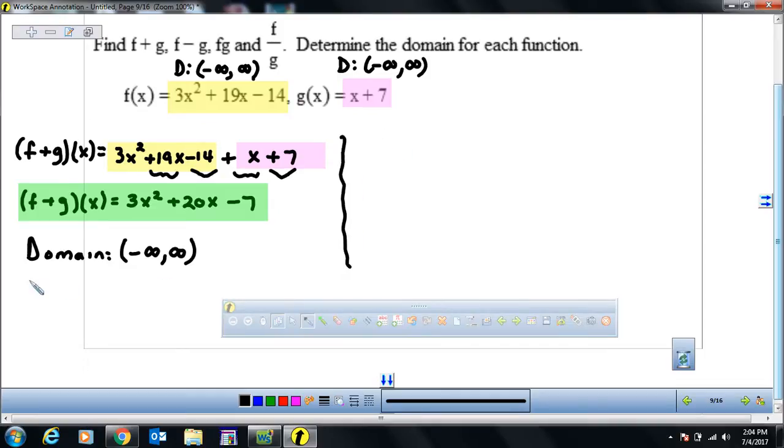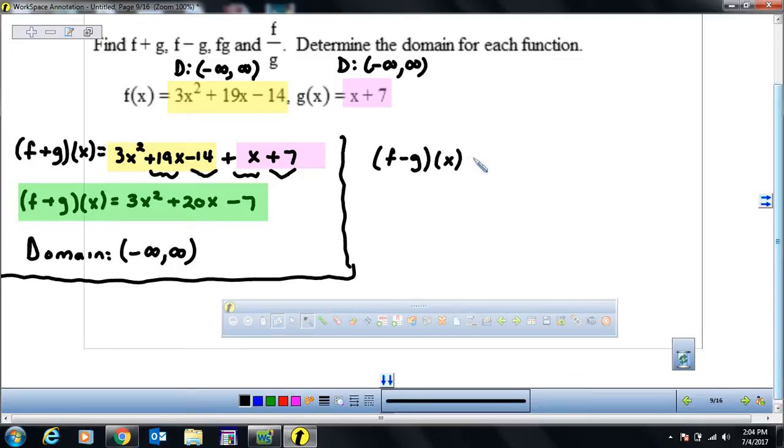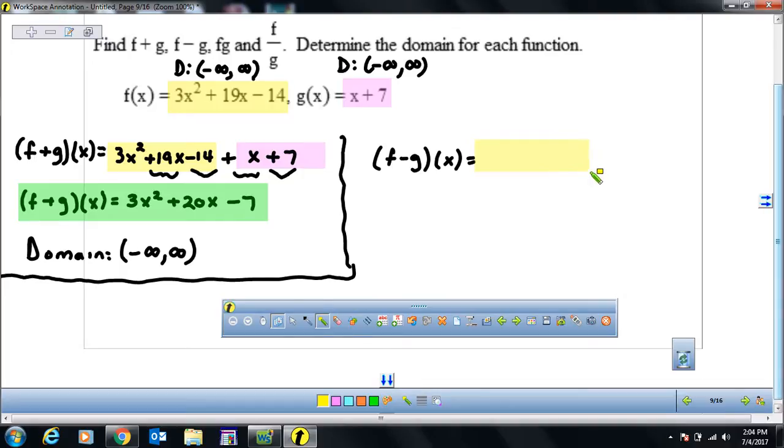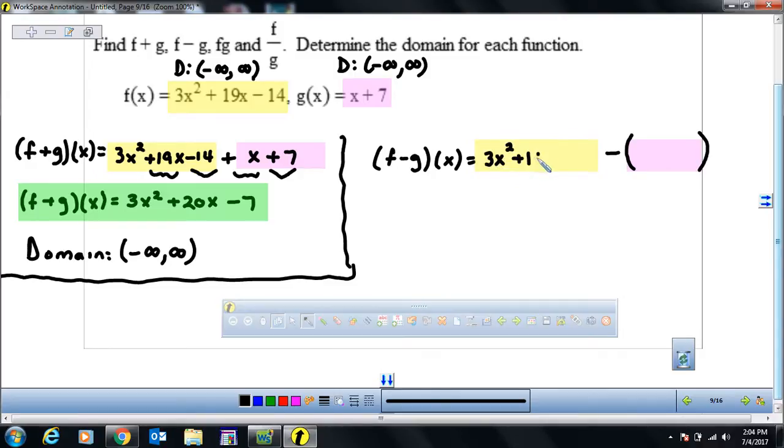Now, let's go ahead and look at the next function. Now we're going to find f minus g. So for this one, we need to subtract the function f of x minus the function g of x. Now when we subtract g of x, we need to subtract everything that is in g of x. So we have to put it in parentheses. So this is 3x squared plus 19x minus 14, that's f of x, minus g of x, which is x plus 7.